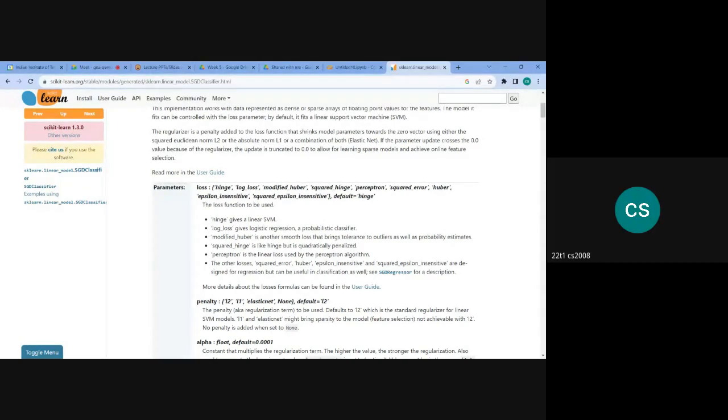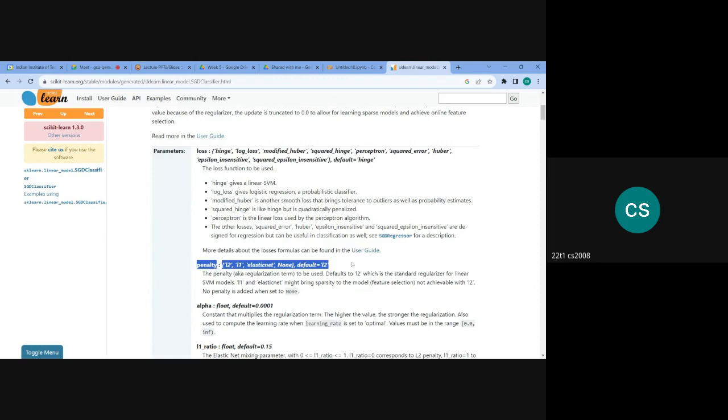Okay, log loss. If you use log loss, then it will be similar to logistic regression. Modified Huber is another smooth loss. Perceptron is also there. If you want to create a perceptron with the stochastic gradient approach, then you can use SGD for creating it. And I guess the loss was squared error, as well as regression.